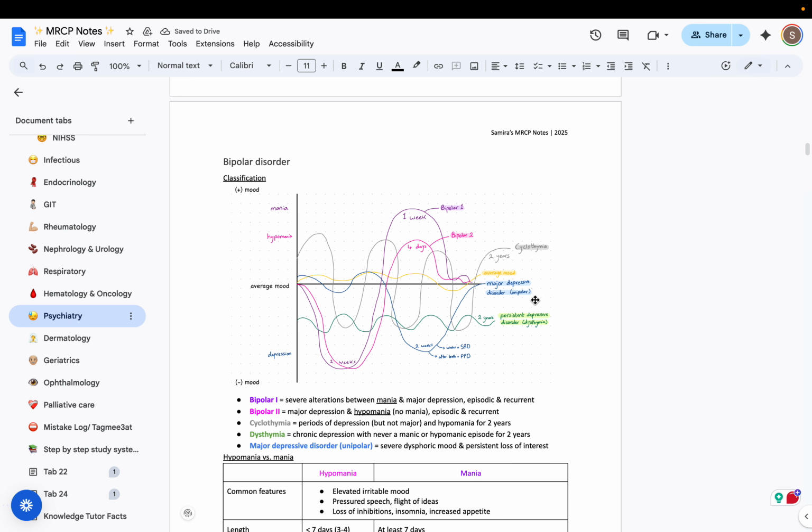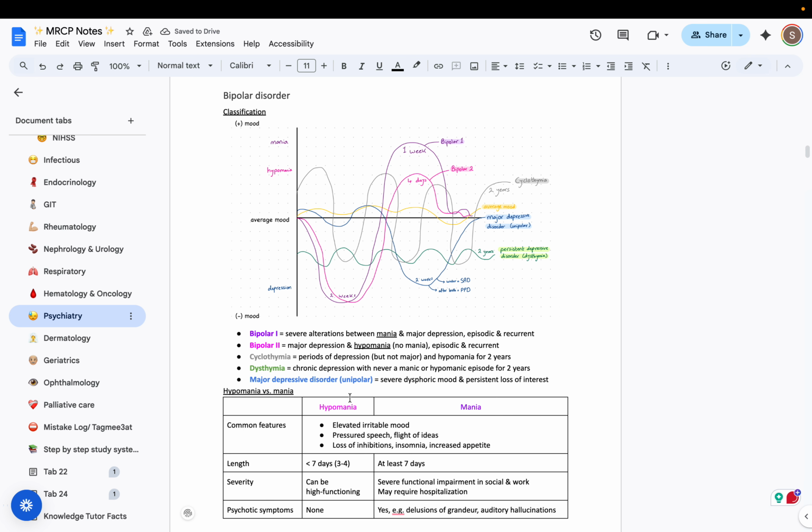So there are different types. Bipolar 1 is mania and depression. It would start with depression for 2 weeks, and then mania. Mania lasts at least a week. Bipolar 2 also starts with depression for 2 weeks, but there would be hypomania. We're going to differentiate between hypomania and mania now, but both of them are episodic and recurrent, with alterations between depression and mania or hypomania.